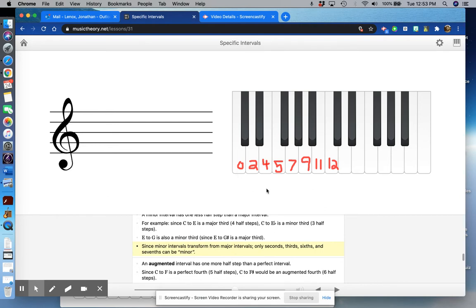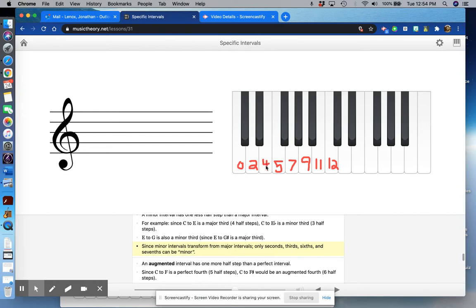Okay, if you always remember that if you start on C and go up, and you're in the key of C, you have no sharps, no flats, then the trick here is that any interval going up from C, as long as you stay on the white keys, is going to be either major or perfect. So for instance, C to C, perfect unison, is going to be 0 half steps. C to D, which is an interval of a second, is going to be 2 half steps, which makes it a major second.